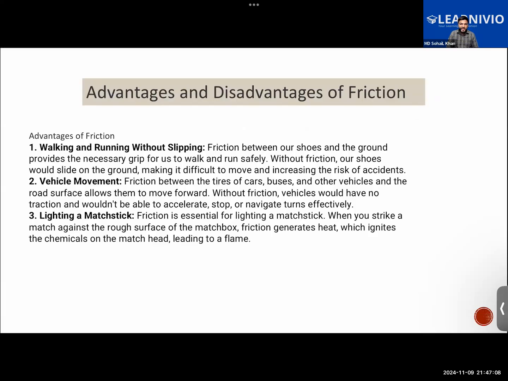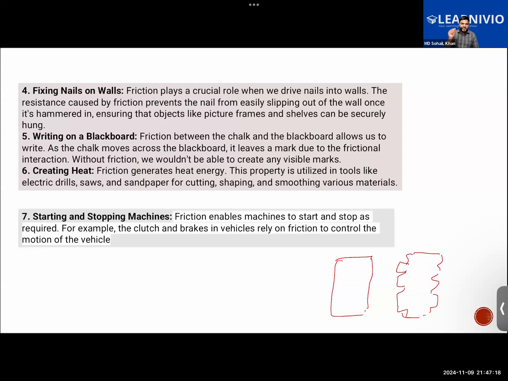We learned that there are some advantages and disadvantages of friction. Like we are able to walk or run without slipping, the vehicles are moving, we are able to light a matchstick, fix nails on the wall, write on a blackboard, or create heat just by rubbing our hands or two objects together. All of these are advantages of friction.